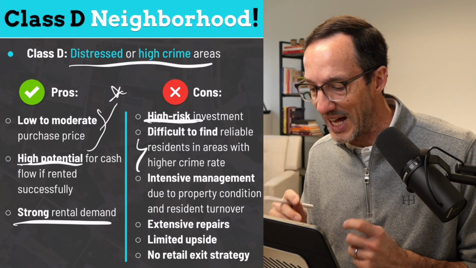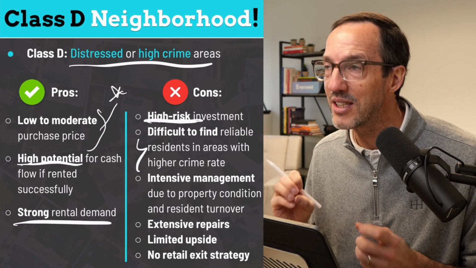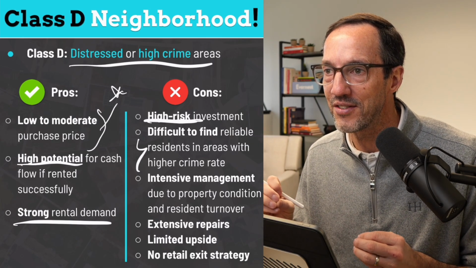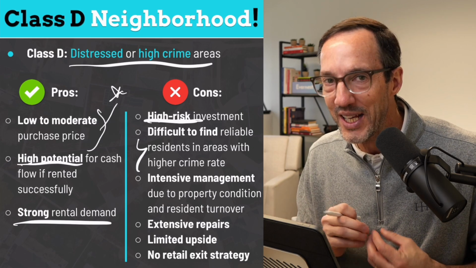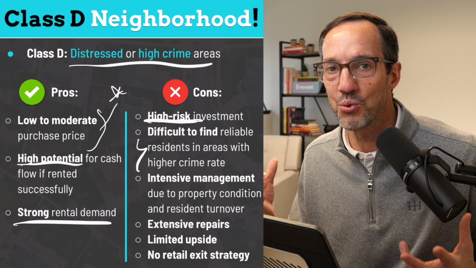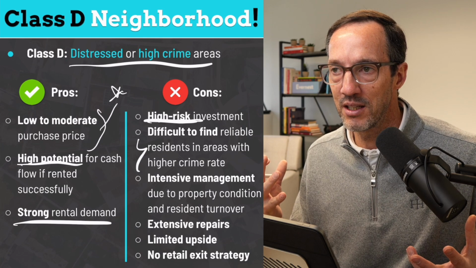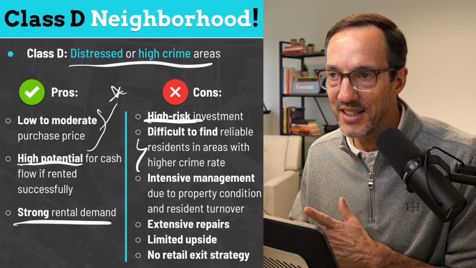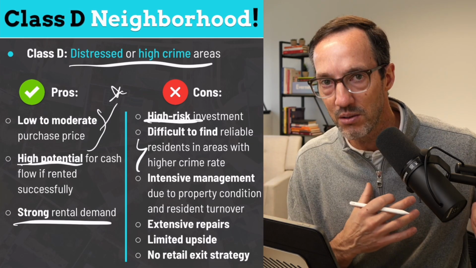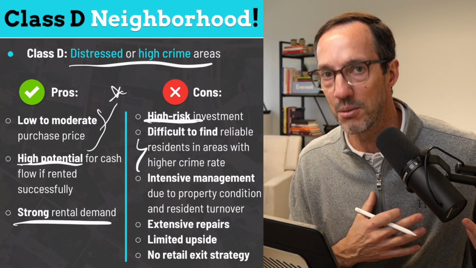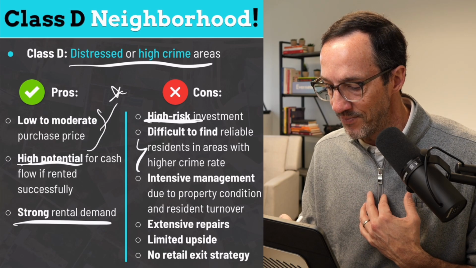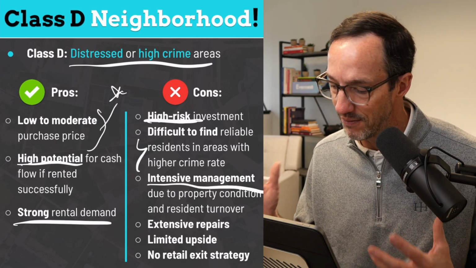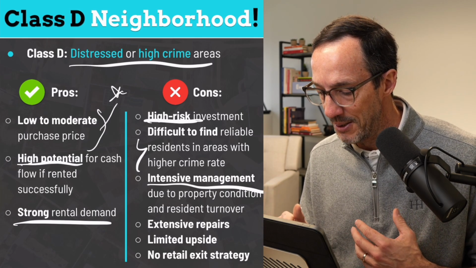Difficult to find reliable residents in areas with higher crime. Like you could have a great property, but if it's in a really bad neighborhood, what kind of great resident wants to rent there? And I mean, the great residents that have lived in D-class, they really want to get into the C-class areas, into better areas if they can. Intensive management, if you're trying to do this in your city or out of state, very, very tough to do.